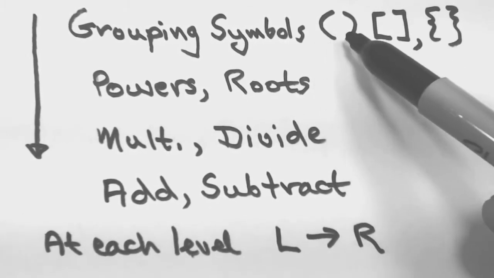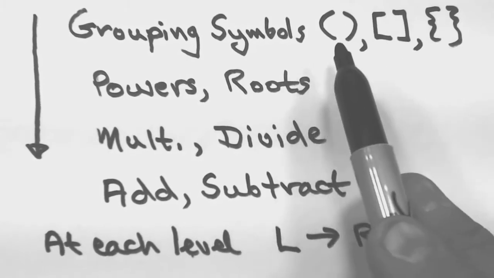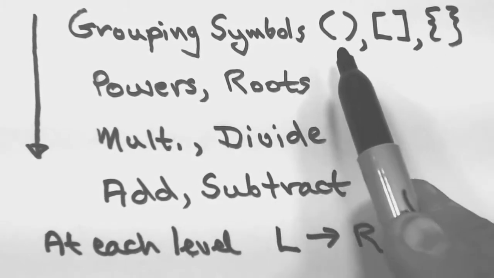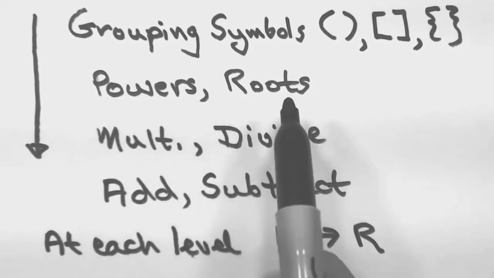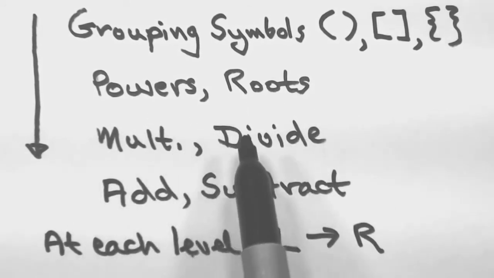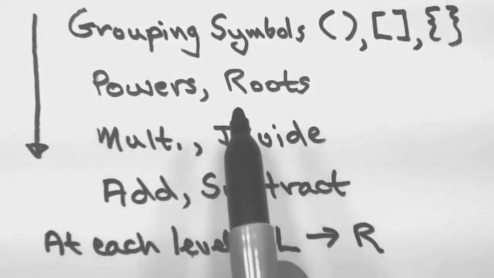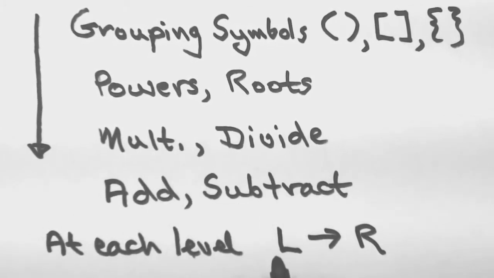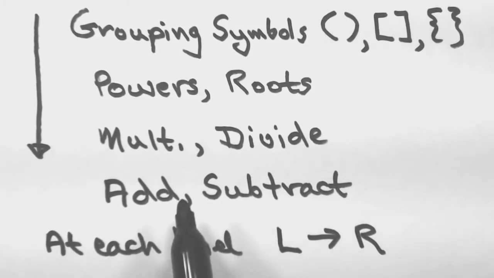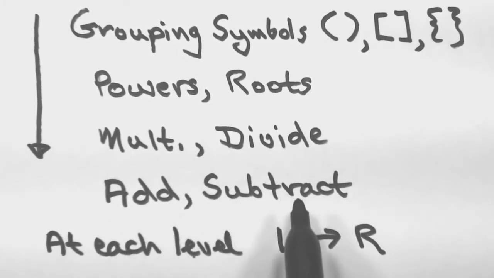You do anything in grouping symbols first, and grouping symbols can be any of these three guys in handwritten algebra. Then you do powers and roots. Then you do multiply and divide. Now at each level as you get here, if there's more than one of these guys to do, remember at each level you work from left to right. And then the last thing, of course, the add and subtract down here at the bottom.